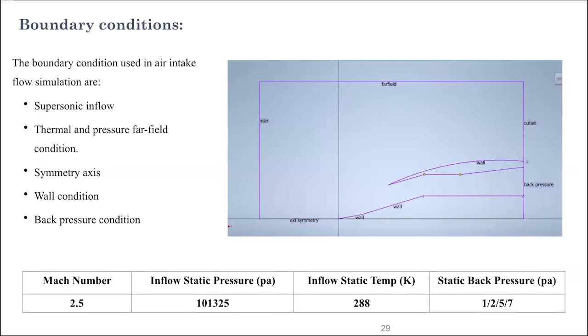Then we did CFD simulations on this design. The simulations were two-dimensional, and as you can see, these are the boundary conditions: inlet, far field, outlet. We applied back pressure to simulate the conditions of the engine face. The flow conditions were Mach number 2.5, the free stream Mach number of 2.5, static pressure of 101.325 kilopascal, same as sea level, and static temperature of 288 Kelvin. We applied different back pressures for different iterations: 1 bar, 2, 5, and 7.